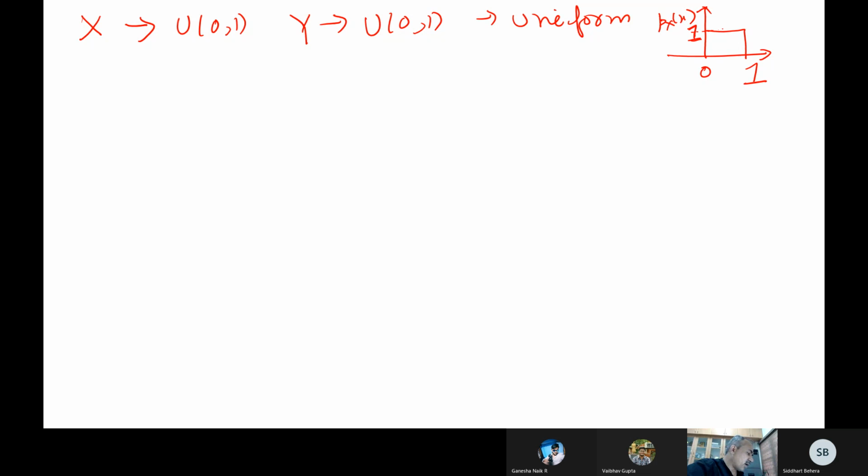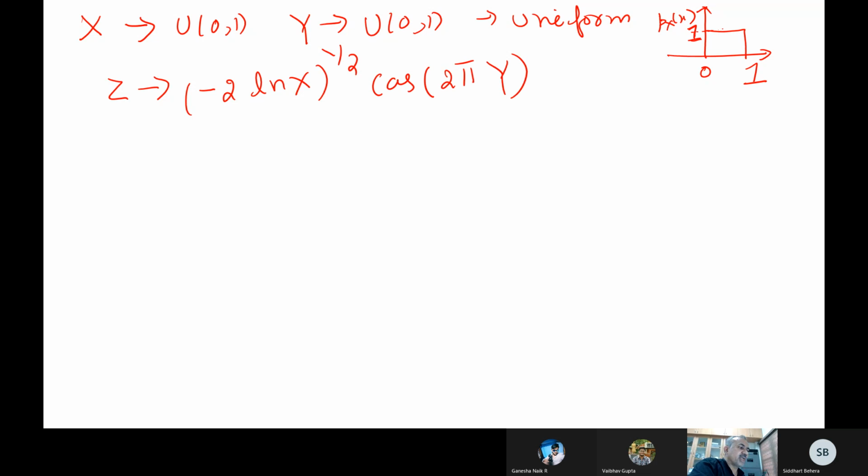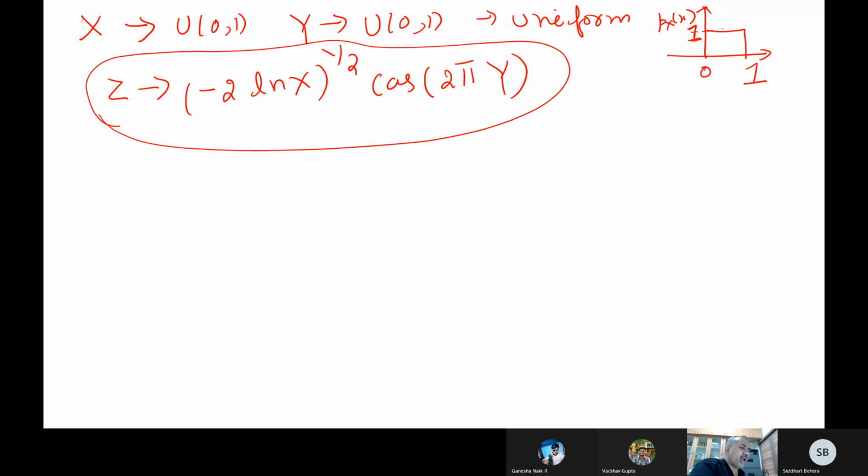Now I have a new random variable, that is z. This transformation is (minus 2 times log x) whole to the power of half, cos of 2 pi y. So this is a very complicated transformation. I have x and y, which are uniform random variables, and now a transformation which looks very complicated. Now we have to find p_z(z).